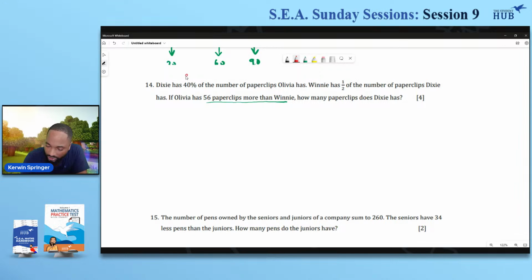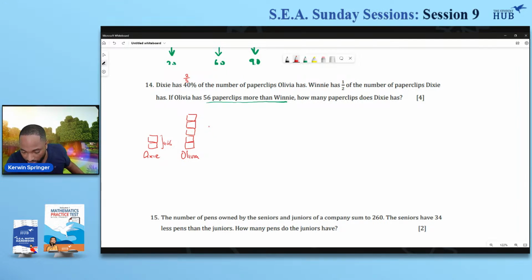40% is the same as 2/5. 40% is a member of the fifth family. So I want to try something. I want to give Dixie 2/5 of what Olivia has. So Olivia has 1, 2, 3, 4, 5. Is it making sense? So this is 40% of the 100%.